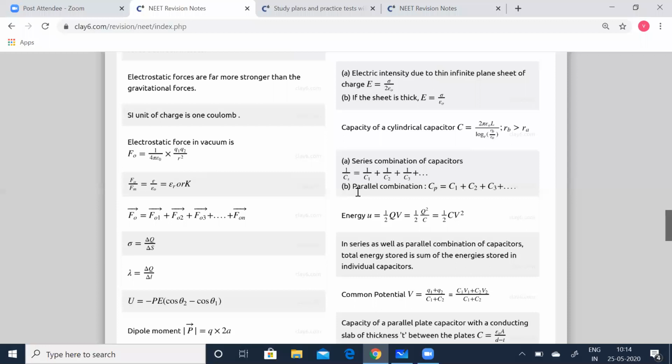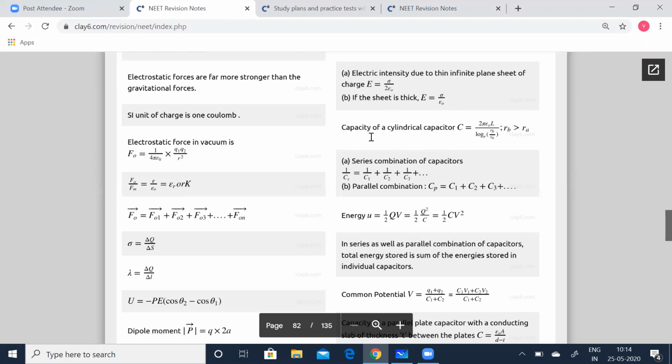Electric intensity due to a thin infinite plane sheet of charge, E is equal to sigma by 2 epsilon 0. If the sheet is thick, then you can take it as sigma by epsilon 0, E is equal to sigma by epsilon 0. Note the difference: the first is for the thin infinite plane sheet, and the second is for the thick sheet.